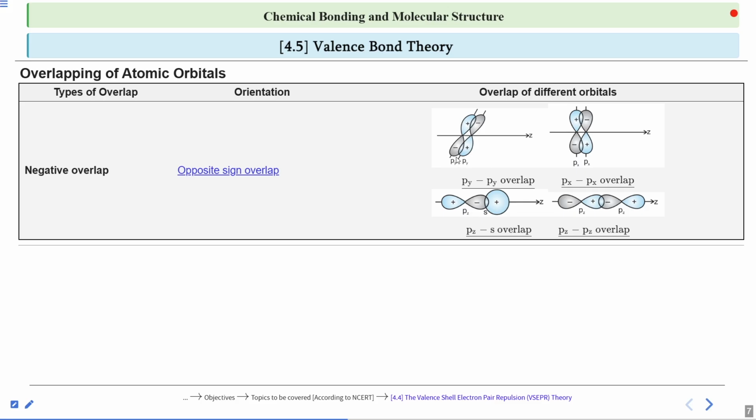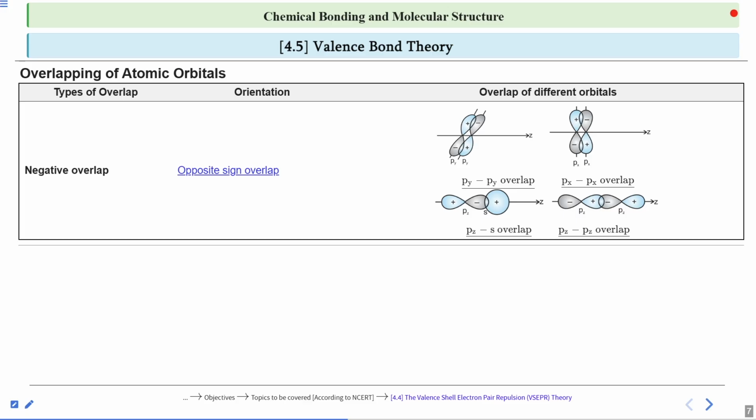So this is not feasible for the formation of bond. Only the positive overlap is possible. Therefore, this kind of overlap is being rejected. Similarly, if you look at the px, if you are taking the opposite orientation, then again you are getting a negative overlap because the positive is combining with negative and the negative is combining with positive.